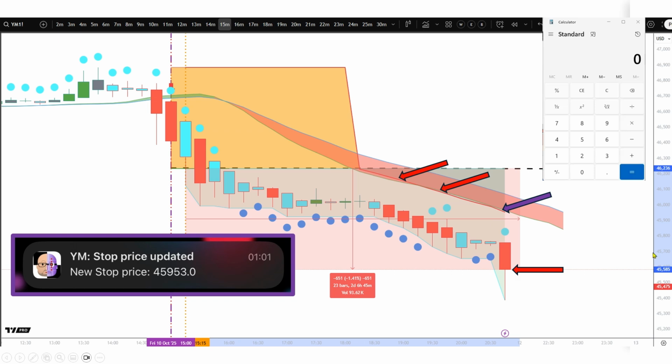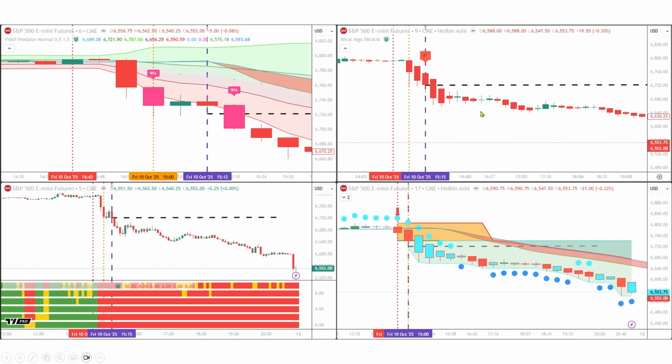That move was 651 ticks profit. In real terms, one contract equals $5 per tick. That's 651 times $5 equals $3,255 profit per contract. Around the same time, we also had a short trade on ES.